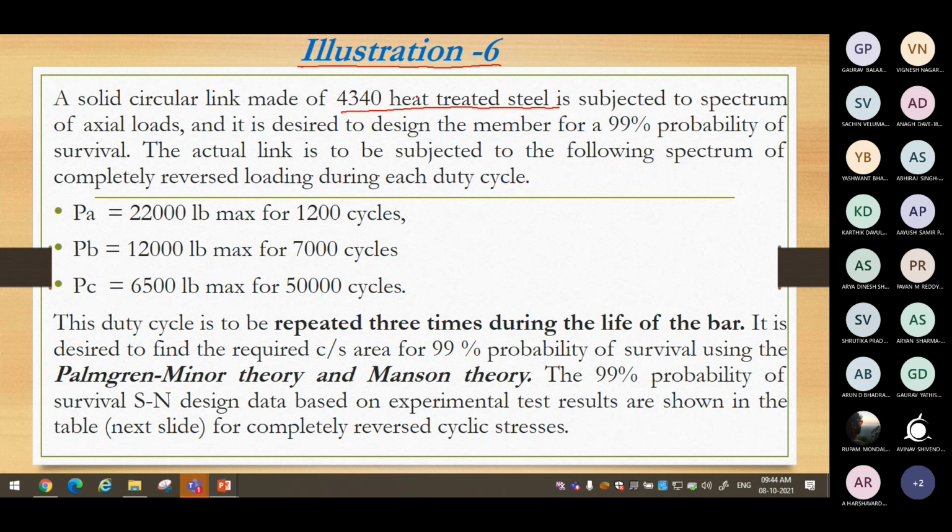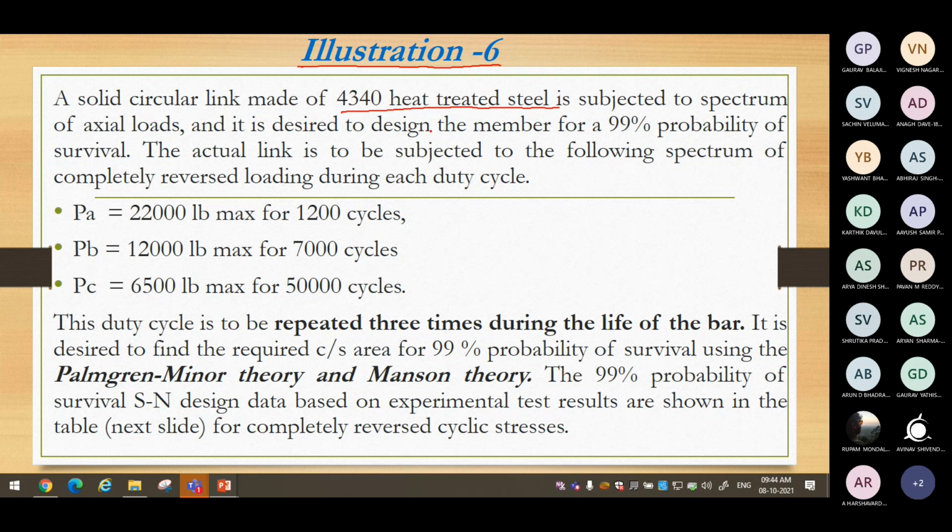Further, it is not clearly mentioned what type of heat treatment has been carried out, because that defines the corresponding strength, corresponding microstructure. But it is mentioned as a solid circular link made of some material. We have to mention some material. That is why here it is mentioned 4340 specific category of steel. This is an alloy steel.